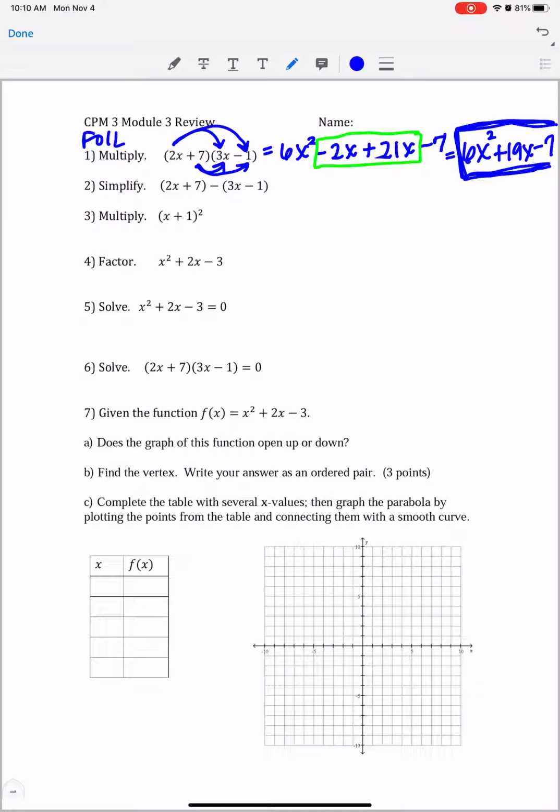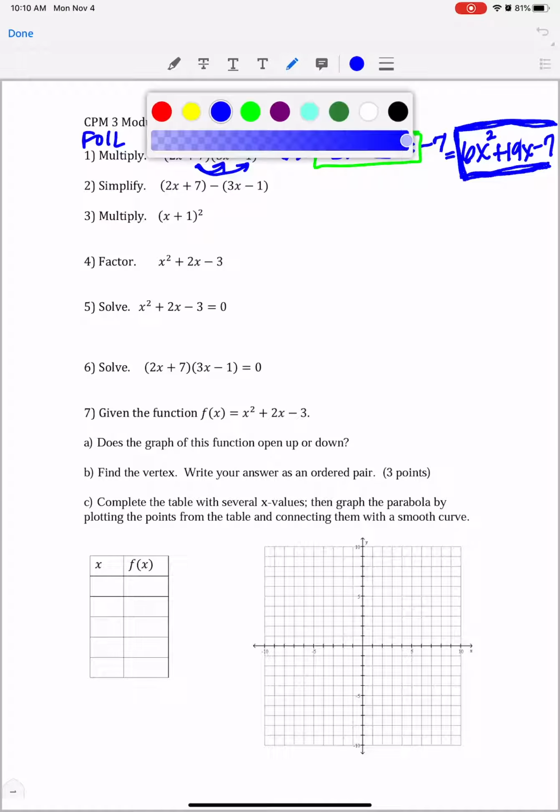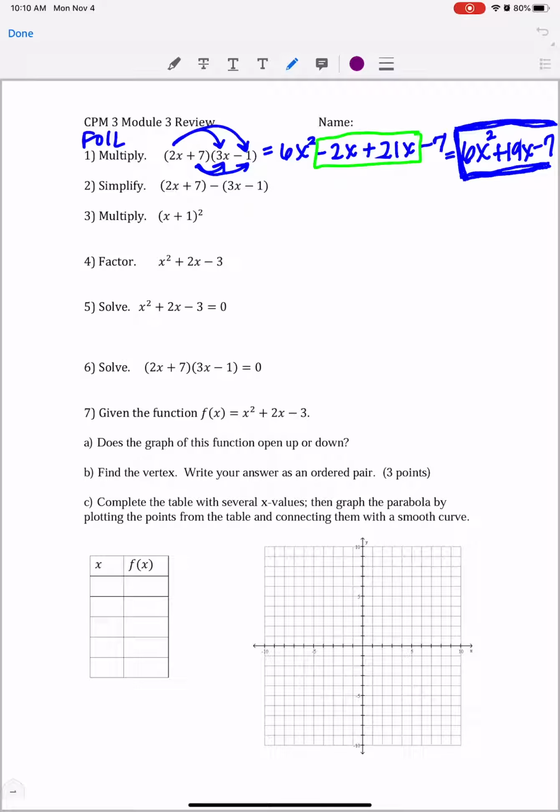Now on number 2, it says simplify. And I cannot stress this enough. You're going to have a problem that says simplify, and it's going to look something like that. And more times than not, because you see these double parentheses, you're just going to go directly into foiling. We foiled on number 1 because it told me to multiply. FOIL is our method to multiply two binomials. And on number 2, if you notice, you have parentheses right here together.